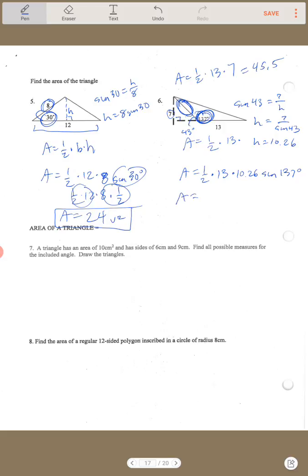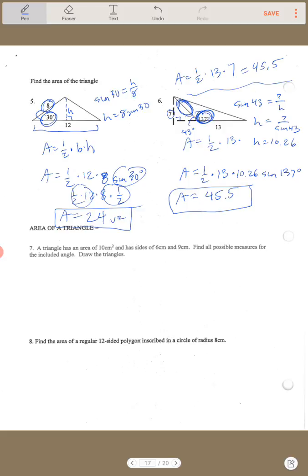Okay? So if that's 10.26, I could say area equals half times 13, the base, times side, which is 10.26, times sine of the included angle, which is 137 degrees. Okay? So if I enter that into my calculator, half times 13 times 10.26 times sine of 137 degrees, I also get the same answer of 45.5. Okay, so let's show you both ways of doing that.